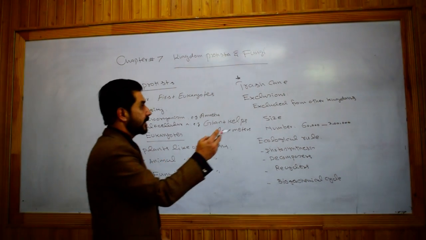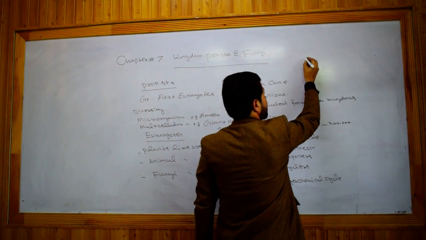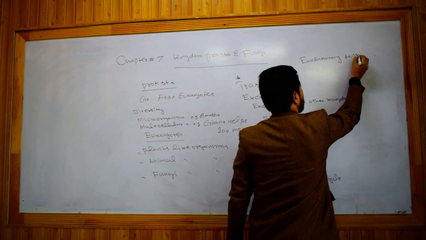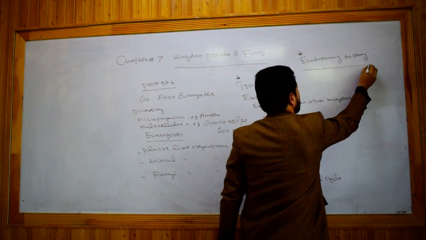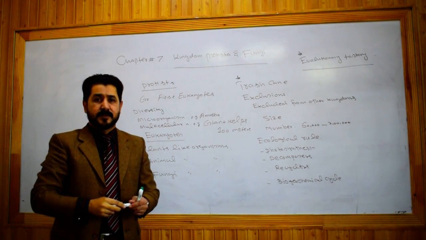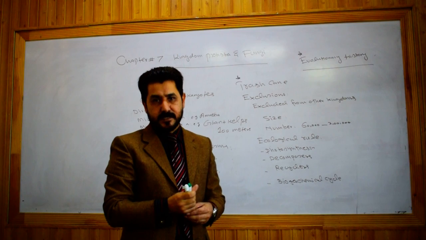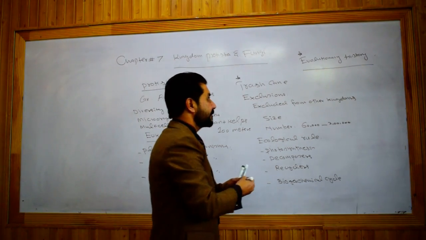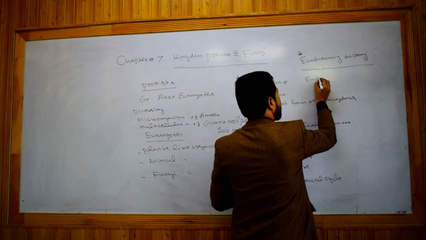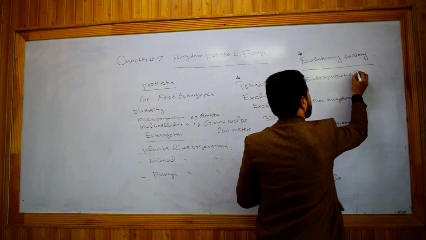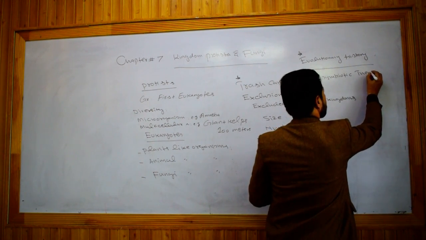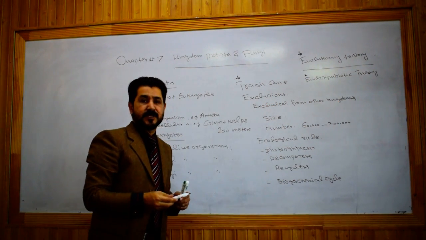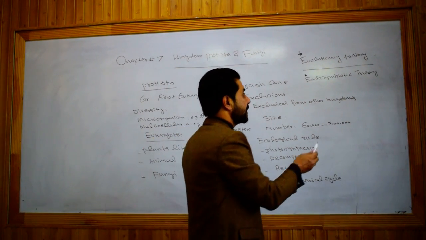Now if we talk about the evolutionary history of protists, they are the world's oldest eukaryotic organisms, but the oldest organisms were the prokaryotes. So there is a theory which is called endosymbiotic theory, which suggests the possible origin of these protists, which are eukaryotes, from prokaryotes. So this theory is called endosymbiotic theory.